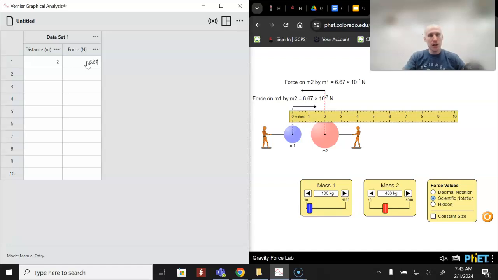and then I want to use a capital E to represent the times 10, and then I'm just going to plug in the exponent there. So 6.67, E represents times 10 raised to the, and then the negative 7 is the exponent here. If we hit enter, it'll take care of all the zeros, and it's really easy to take our data. So we're going to continue to do that.